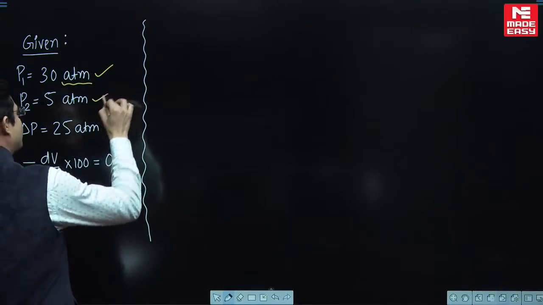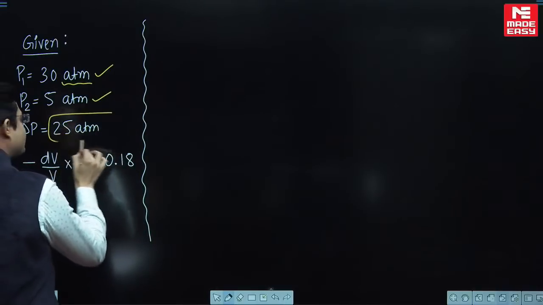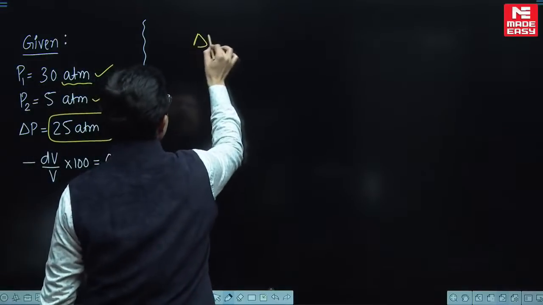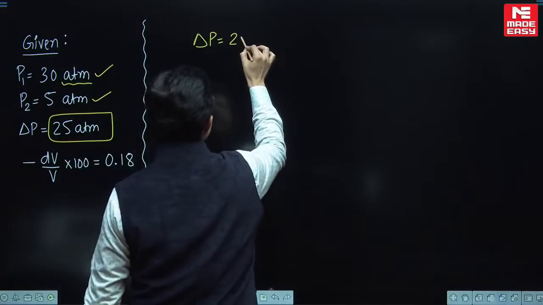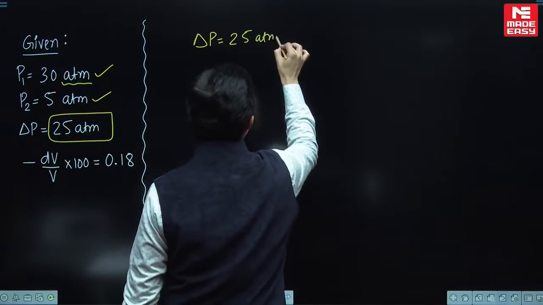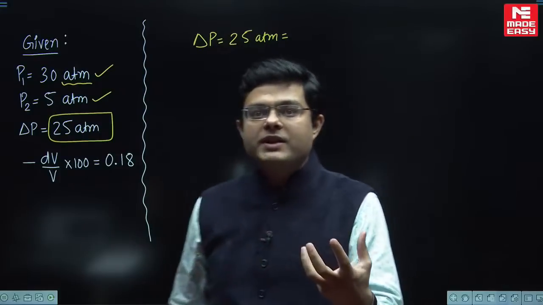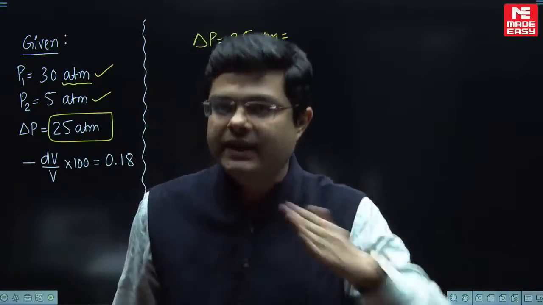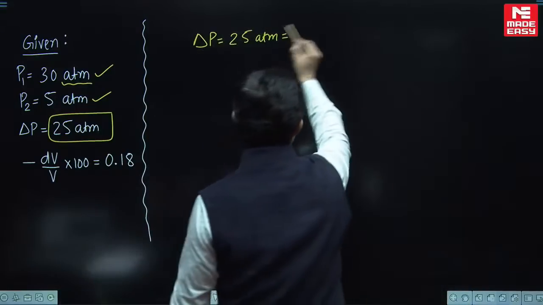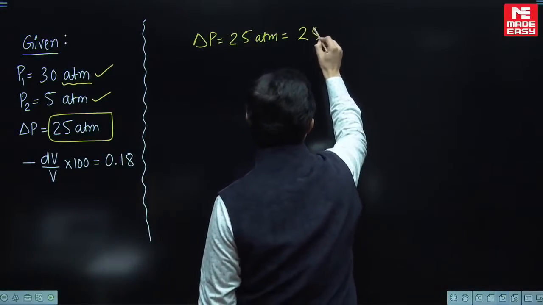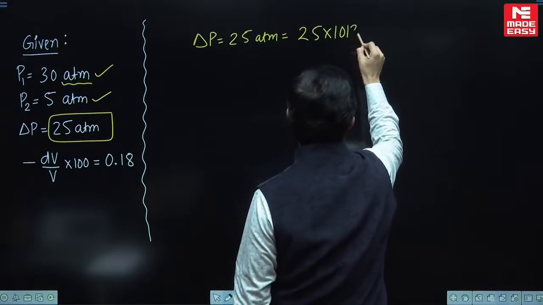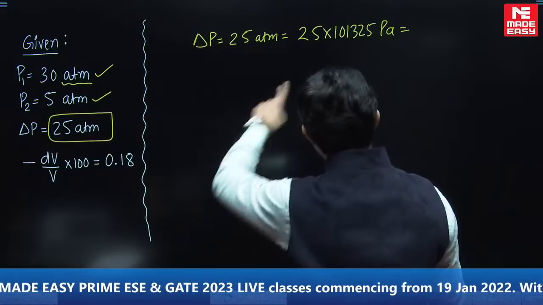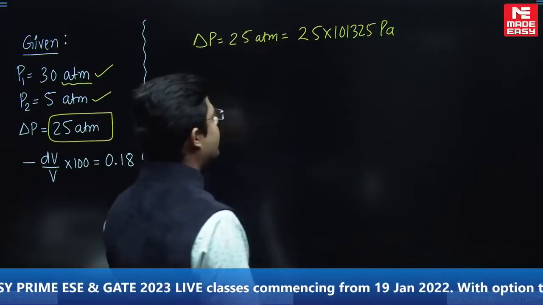Wonderful. So my dear students, initial pressure is already given to you guys, but see the units is atmospheric, and this is 5 atm. So what is the change in pressure? As such, change in pressure is 25 atm. How will you convert atm to pascal? Atmospheric pressure everybody knows is 101,325 pascal if you want it in pascal. So multiply this: 25 into 101,325 pascal.